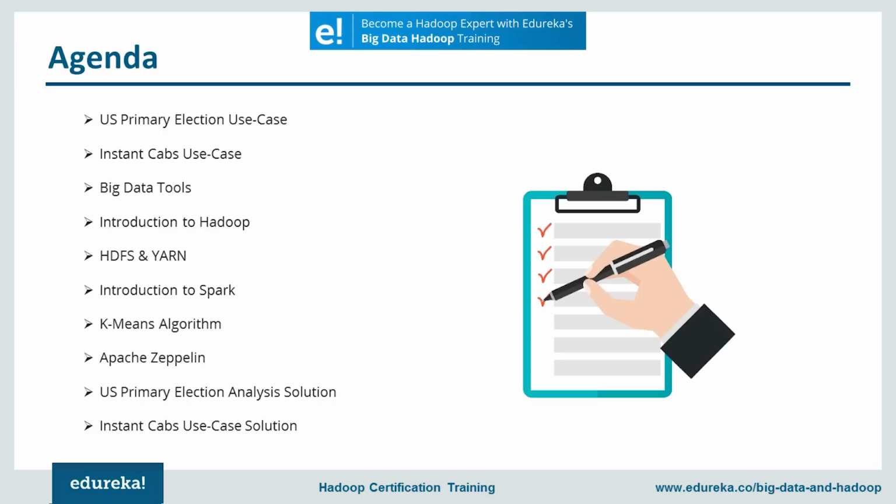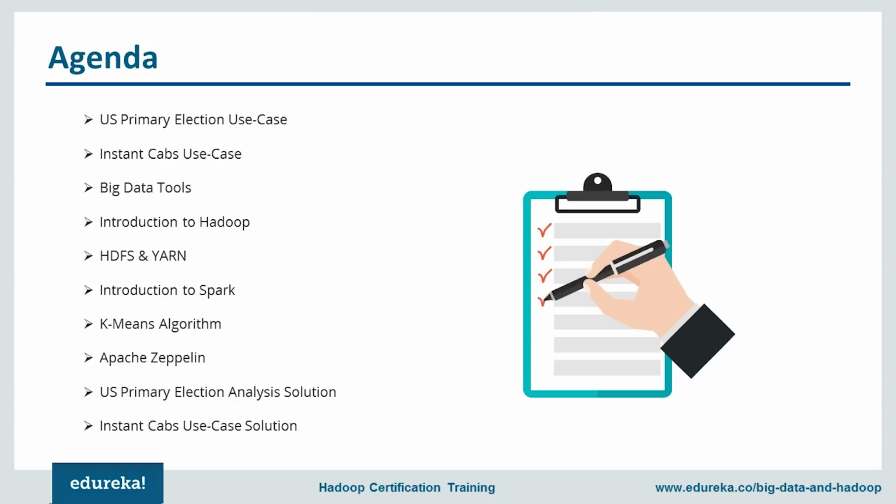Since we are going to use Hadoop and Spark, we will start with a brief introduction to Hadoop and Spark. Next, we will understand the components of Hadoop in detail, which are HDFS and YARN. After understanding Hadoop, we will move on to Spark. We will be learning how Spark works and its different components. Then we will go ahead to understand K-means and Zeppelin. K-means is a machine learning algorithm, and Zeppelin is a tool we are going to use to visualize our data. And finally, we will proceed to the solutions of the use cases with demo. So we are all good to go.